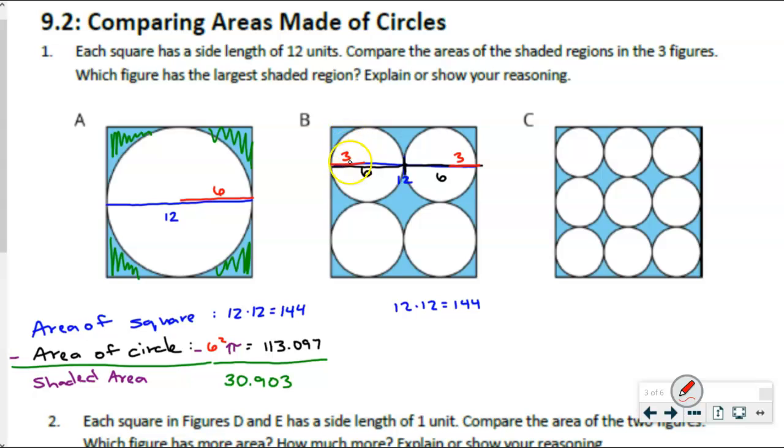Okay, let's go over this together. Luke helped us find the radius. When I know that the radius is 3, that means I can find the area. The area is going to be 3 squared times pi. But how many of those circles do I have? 4 of them. So I'm going to take that and multiply by 4.